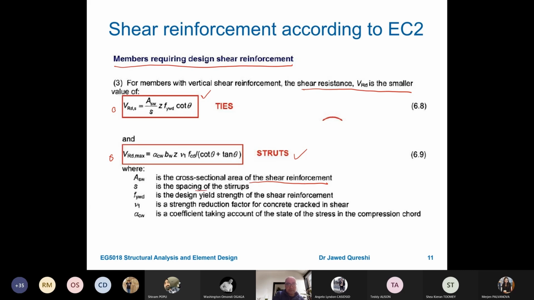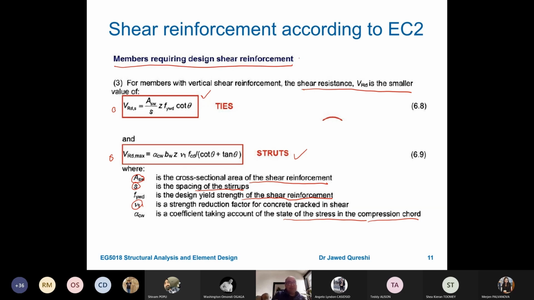S is the spacing of stirrups. Z is the lever arm, which is equal to 0.9d, I think. And fyd is the design yield strength, which is fyk divided by its gamma factor. And sigma 1 is the strength reduction factor for concrete cracked in shear. Alpha cw is the coefficient taking into account the effects of stress in the compression chord. We will define these terms a little later, and then you will know what these terms are about.